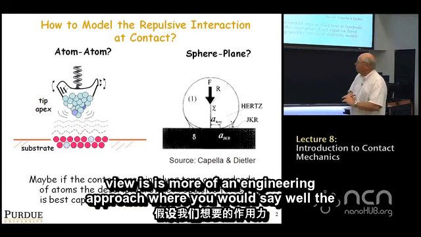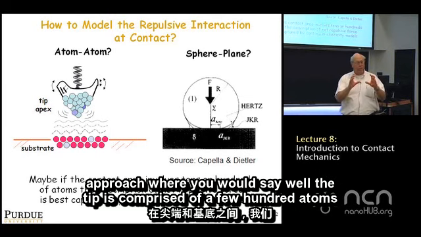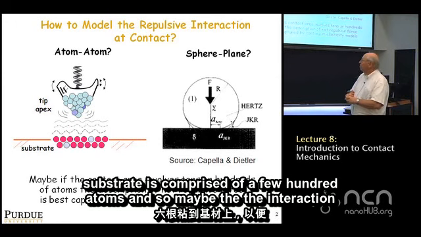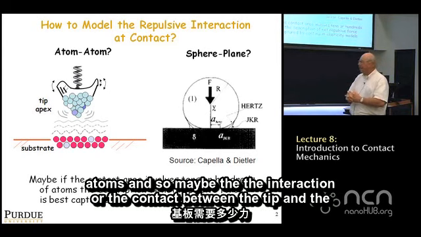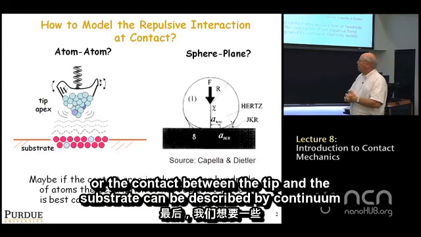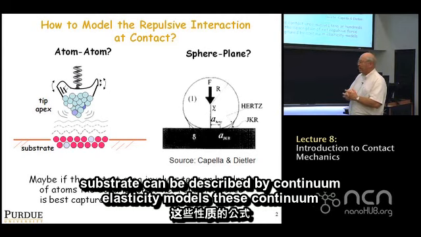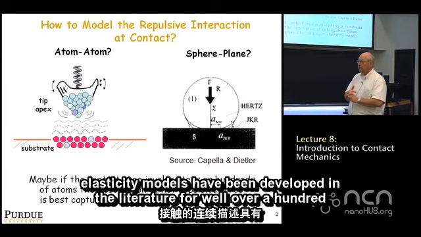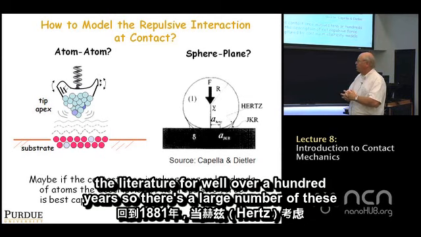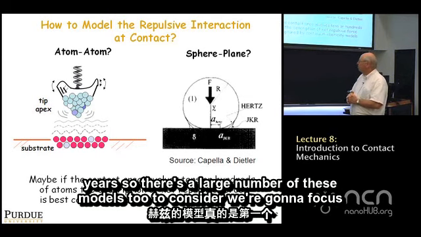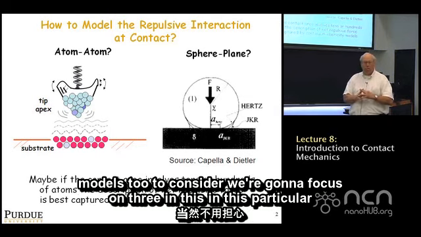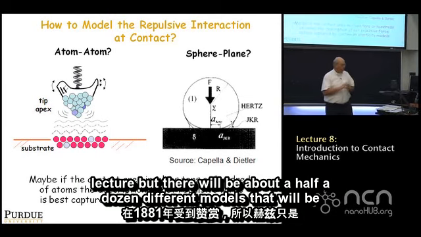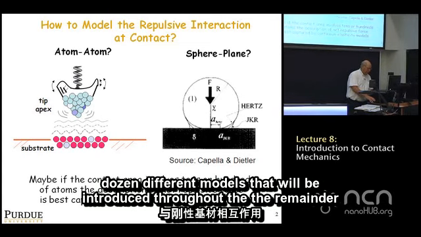more of an engineering approach, where you would say, well, the tip is comprised of a few hundred atoms, the substrate is comprised of a few hundred atoms, and so maybe the interaction or the contact between the tip and the substrate can be described by continuum elasticity models. These continuum elasticity models have been developed in the literature for well over 100 years, so there's a large number of these models to consider. We're going to focus on 3 in this particular lecture, but there will be about a half a dozen different models that will be introduced throughout the remainder of the course.